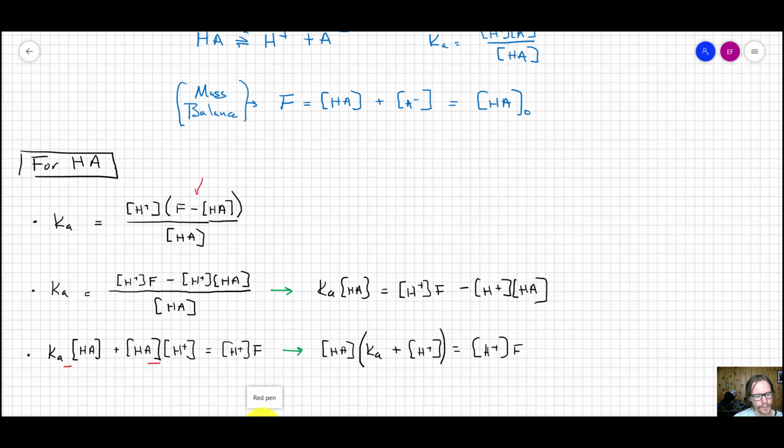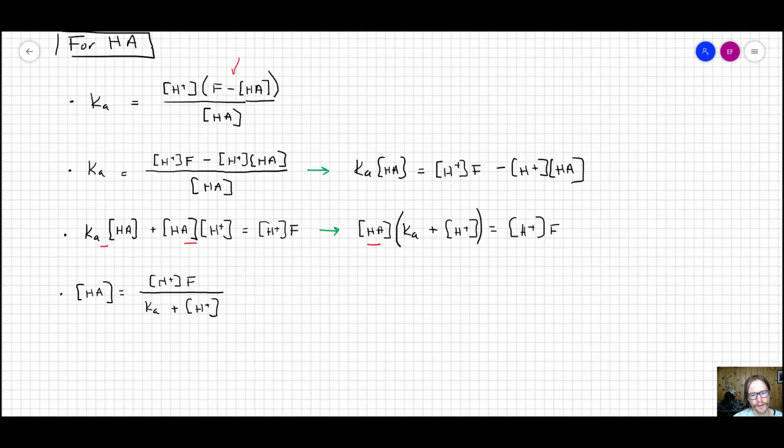So I've got this term and this term equal to H plus F. Now that I have two terms with HA in them, I'm going to pull that out, and that's going to give me HA, and then the parenthesis term Ka plus H plus is still equal to H plus times the formal concentration. Okay, so finally just solve for HA there, and we get proton concentration times formal concentration over Ka plus proton concentration. We're not done yet.